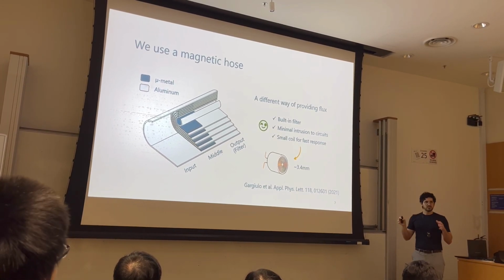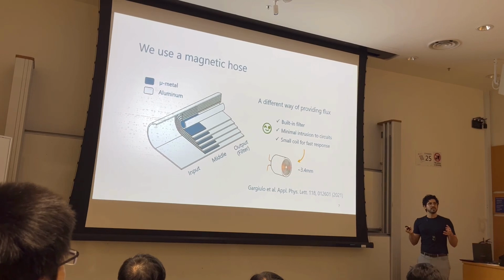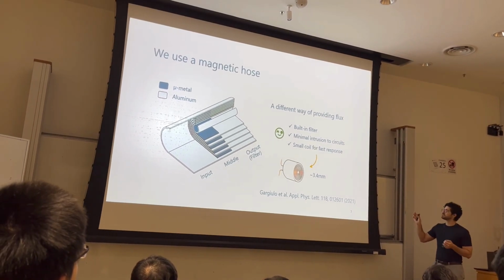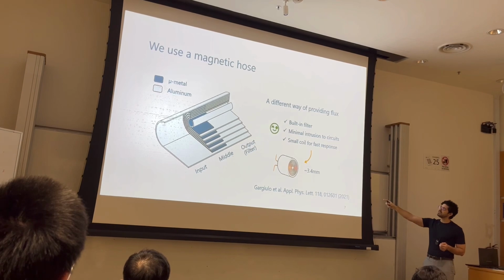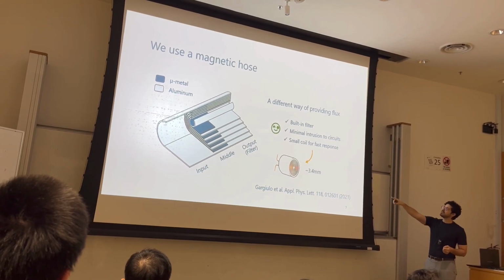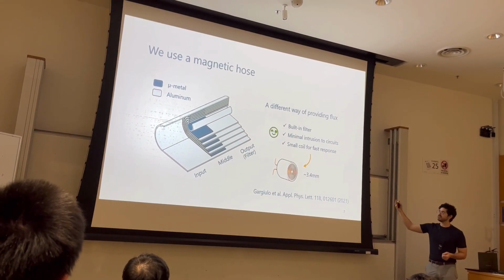It's basically, in a nutshell, like a metal material that propels a magnetic field forward, only along this axis. So you can make a small coil that has a fast response on the input side, and then put a transmon on the output side where it's going to receive the field, right?